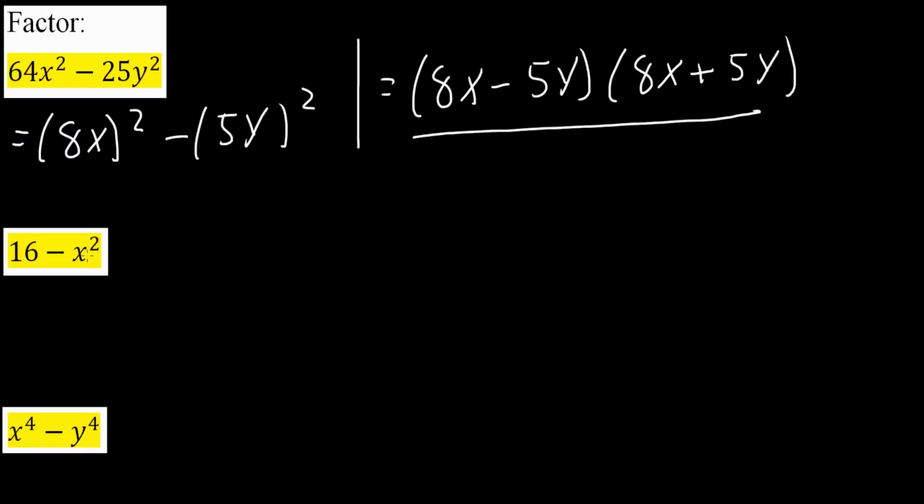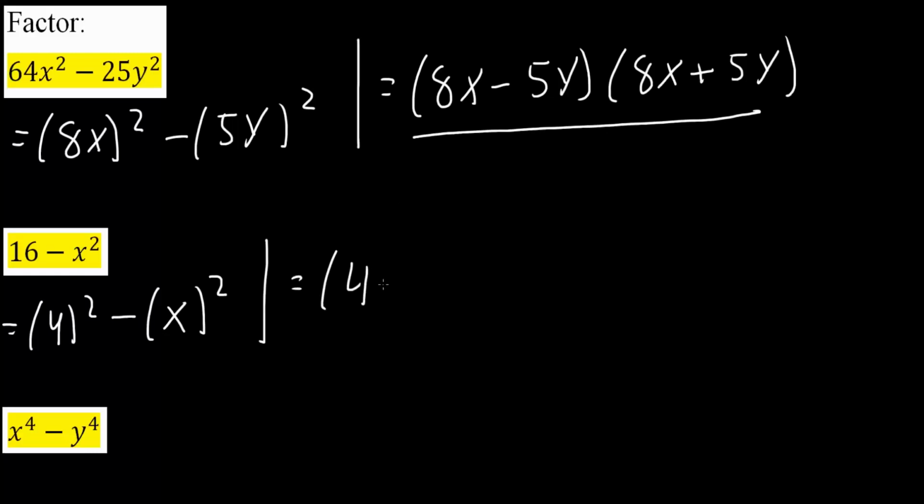Now we will do the second problem. Same exact method. So first, can we get the square root of 16? We can, which is 4. So we would get 4 squared. We have a subtraction sign in the middle, so we can use this method. And then x times x is x squared. So another perfect square. Once we have it in this form, we do the same exact thing. So we would get 4 minus x times 4 plus x. And so this right here is the final answer.